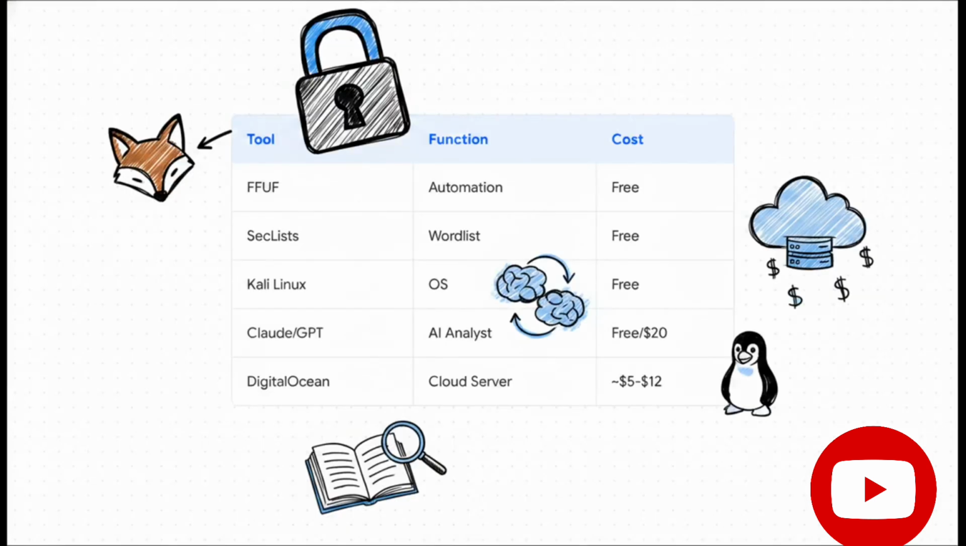Now, what's really interesting about this slide is the modern unfair advantage, combining this heavy scraping tool with generative AI. Looking at the actual hacker's toolkit required to execute this, you'll notice something amazing. FFUF? Free. The SecLists wordlists library? Completely free. Kali Linux? Free. Your AI analyst, whether it's Claude or GPT-4o, has free tiers available. Honestly, the only truly recommended paid tool is a cheap DigitalOcean cloud server for about $5 to $12 a month, just so you can run scans without slowing down your home internet. Almost the entire professional toolkit required to do this is open source and free.